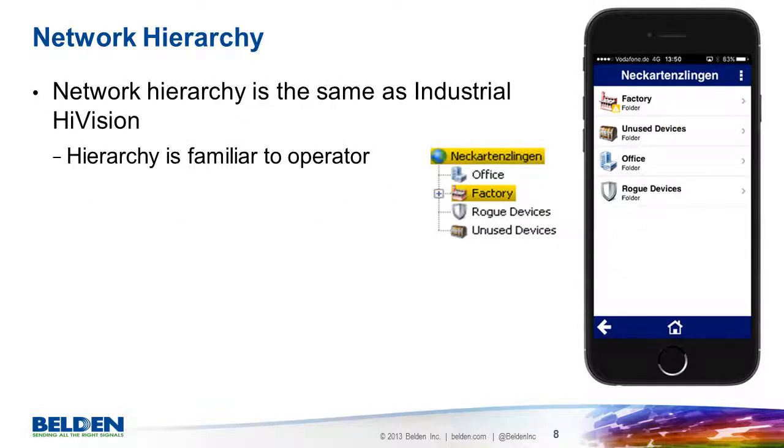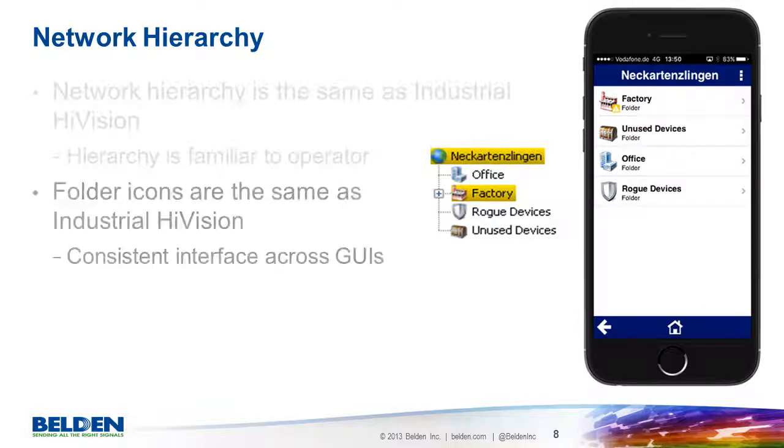Industrial HiVision users will already be familiar with the network hierarchy. This enables the creation of a tree structure which reflects the topology of a network. The graphic on the left shows the hierarchy tree from Industrial HiVision. The phone screen shows the same network. As you can see, the structure is the same. This is done automatically. No manual effort is required in HiMobile.